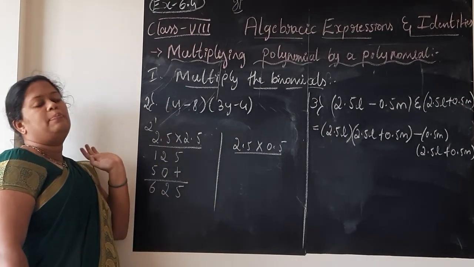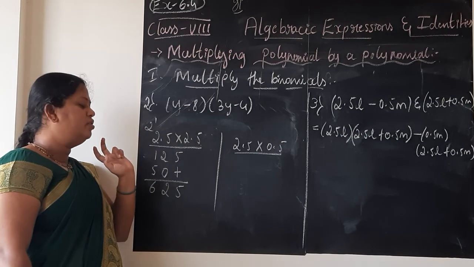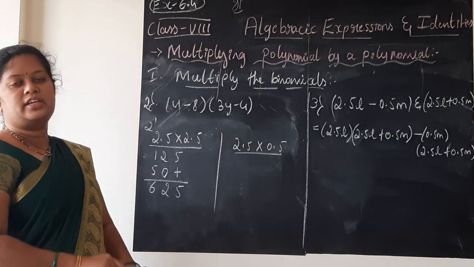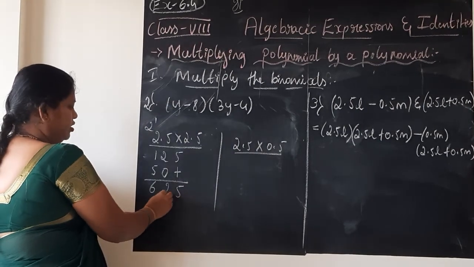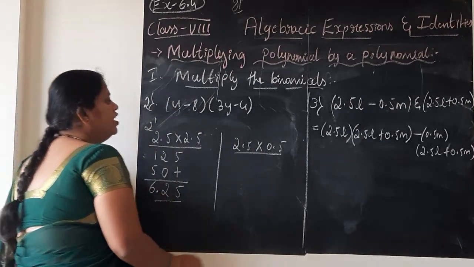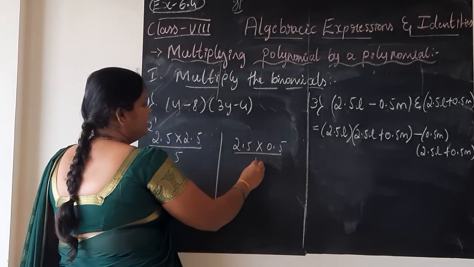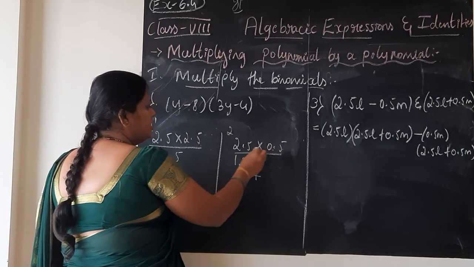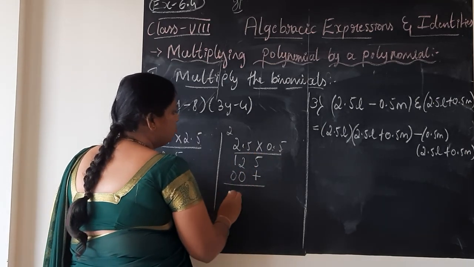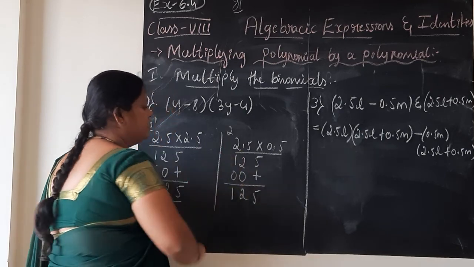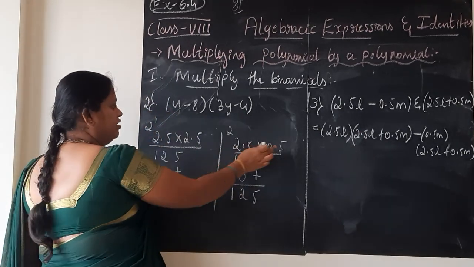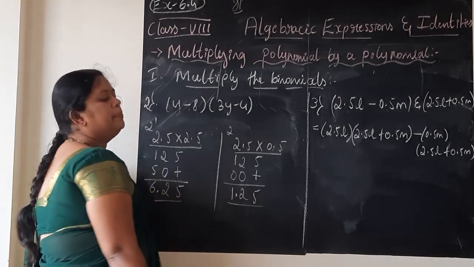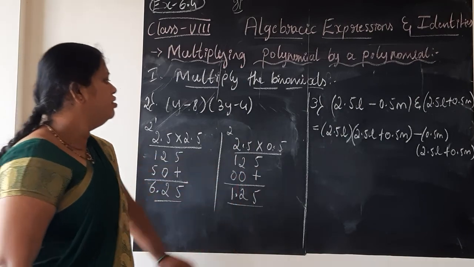Here you have decimal places, that is the only difference. 2.5 into 2.5: after the decimal point there is 1 digit here and 1 digit here, so 1 plus 1 is 2. Counting from the right, 2 places, it is 6.25. Now 5 5s are 25, 2 carry. 5 2s are 10 plus 2, 12. Plus 0 5s are 0, 0 2s are 0. 25 5s are, you know, no? 125. Again, 2 digits after the decimal point means you count 2 digits from that side. It is 1.25. These values we need to put here now.